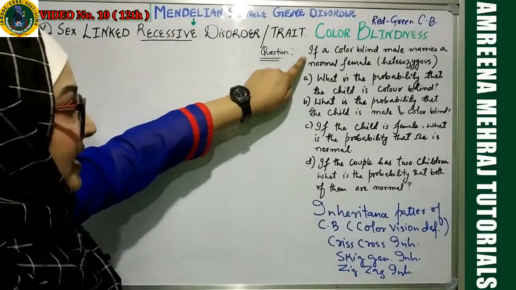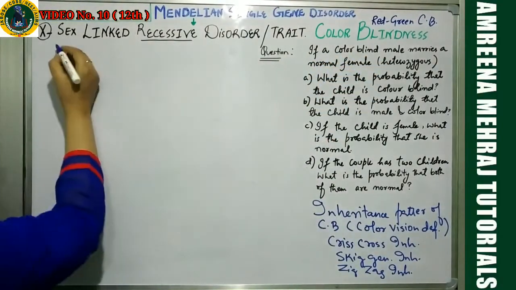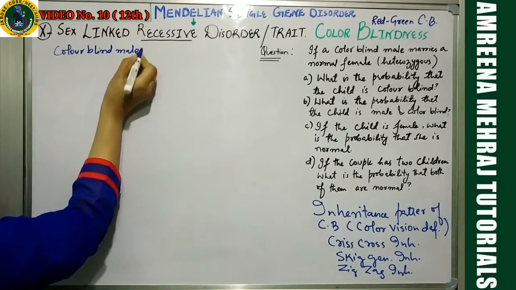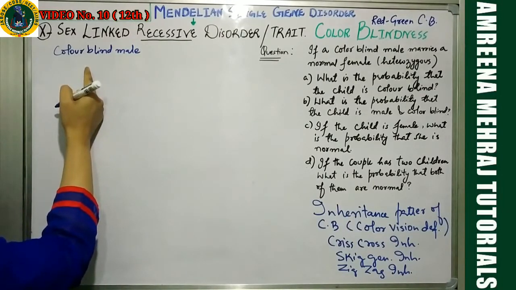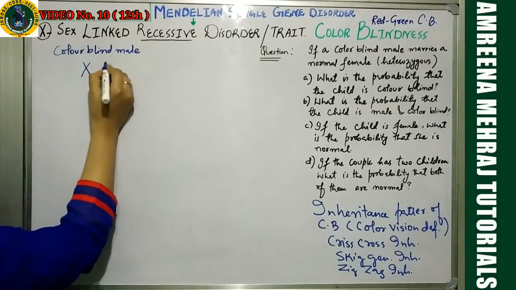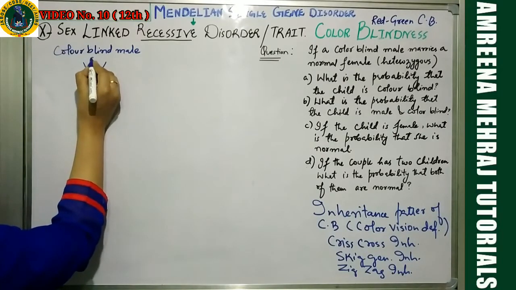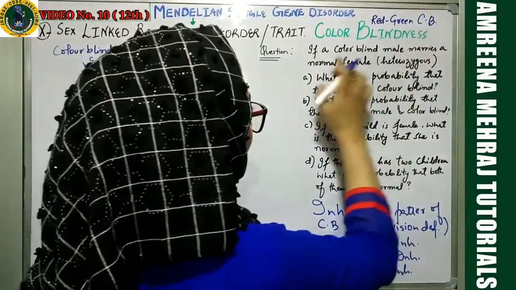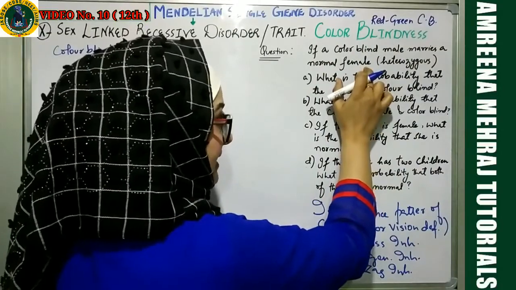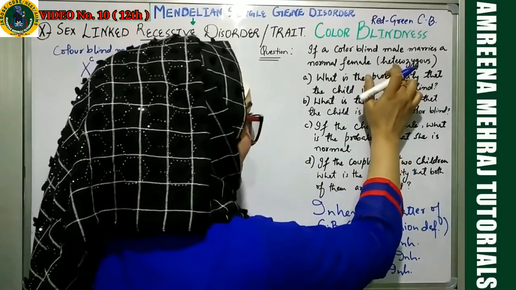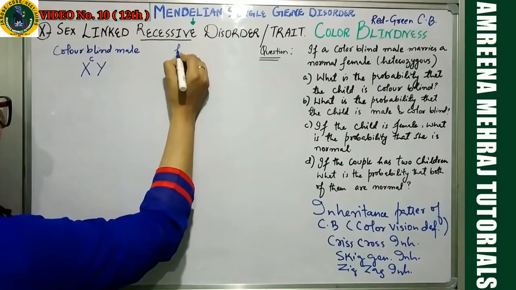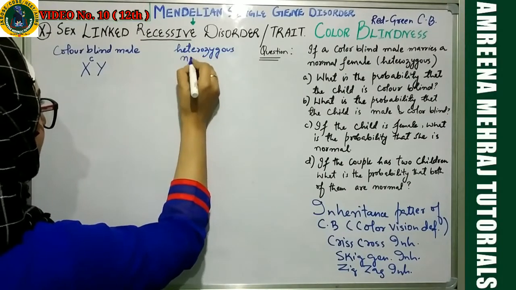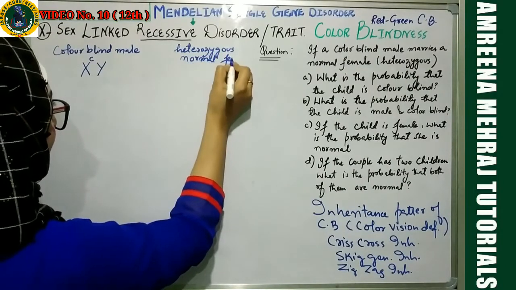So the numerical says, if a colorblind male, so we have a colorblind male. Go to your genotypes. If we work out the genotype of a colorblind male, how will it be? It will be X, Y, but with the mutation on the X. Then it's the colorblind male. If a colorblind male marries a normal female, he is saying, but in the bracket it is written heterozygous. Pay attention. So the female is heterozygous. That's very, very important. The female is heterozygous, normal female. That is the problem.